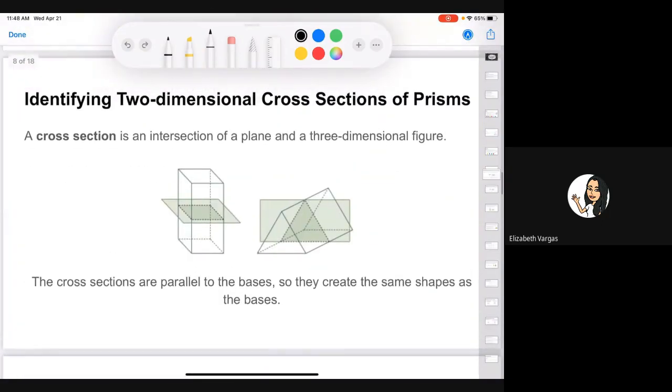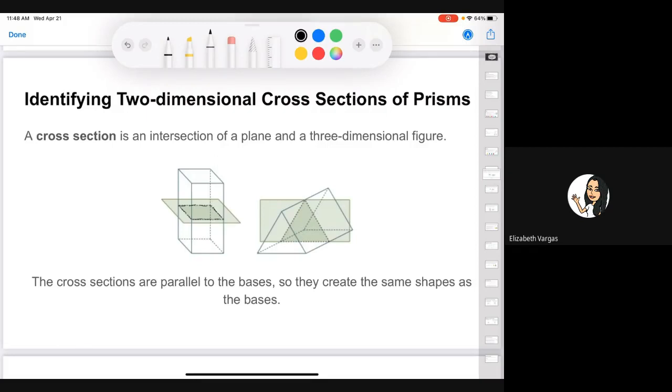Okay, so now we're going to go ahead and look at cross sections. So basically a cross section is an intersection of a plane and a three-dimensional figure. So basically say you have a three-dimensional figure and you take something and cut right through it. That would represent the cross section. And so ideally what we're looking for is what shape does our cross section give us if we were to cut just a very, very thin slice out of that three-dimensional figure. And so that's a cross section.